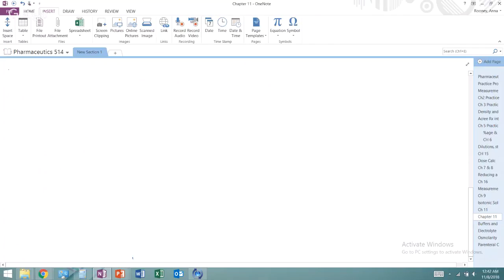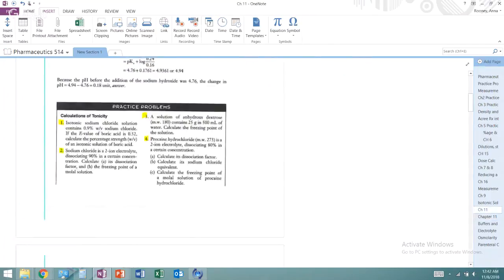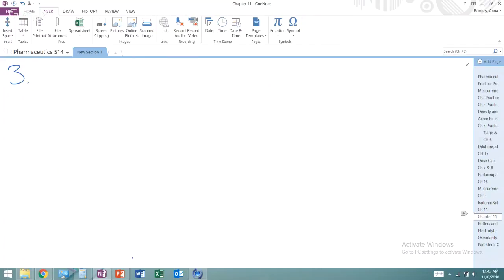Okay, so number 3. A solution of anhydrous dextrose, molecular weight 180, contains 25 grams in 500 milliliters of water. Calculate the freezing point of the solution. So we have to find, we're going to use the same equation that we used up there.